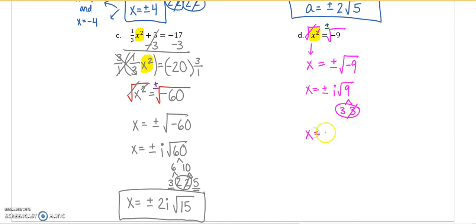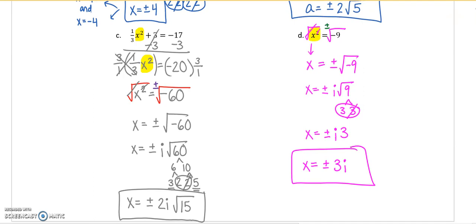Now a lot of people will just kind of naturally put it in this order. They'll say plus or minus i and then a 3. But whenever we have letters and numbers, the number always comes first. Otherwise it just looks a little funky. So I'm going to rewrite this as plus or minus 3i, which would just be the more technical way to write it. And there are my answers.